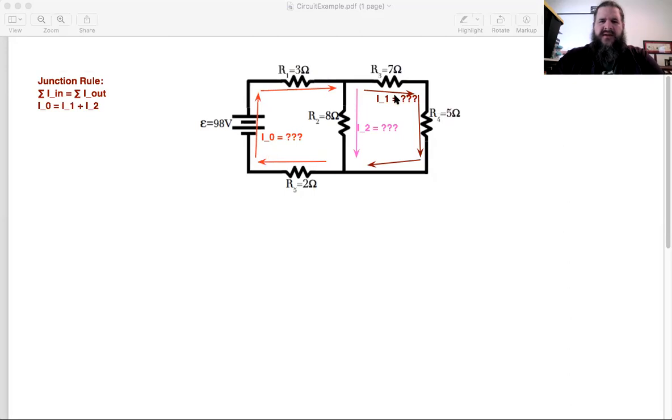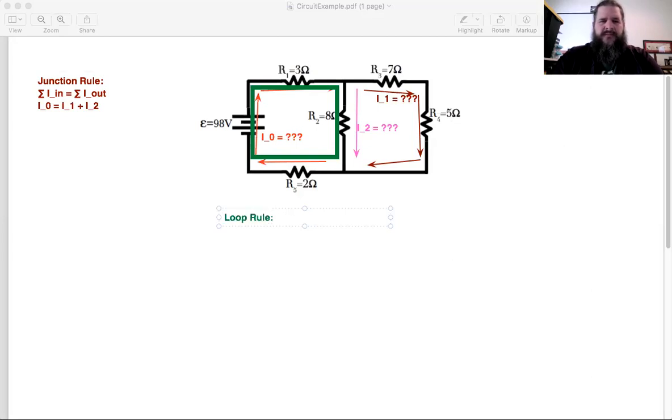For example, let's say we take a look at this loop. We might call this the left loop, for instance. In that loop, we're passing through a variety of different things. We're passing through a battery, a resistor, another resistor, and another resistor. And what do we know about the voltages of all of those things we're passing through? In a complete loop, what do we know about all the voltages? Yeah, those voltages all have to add up to equal 0.